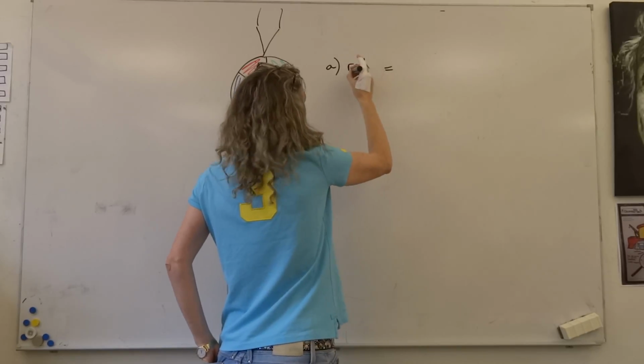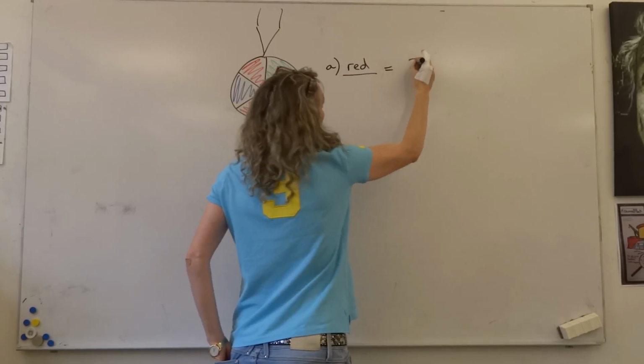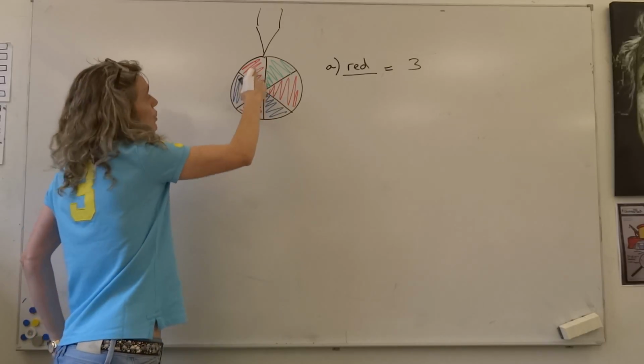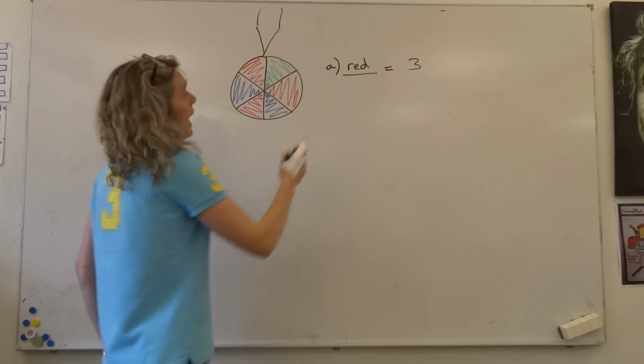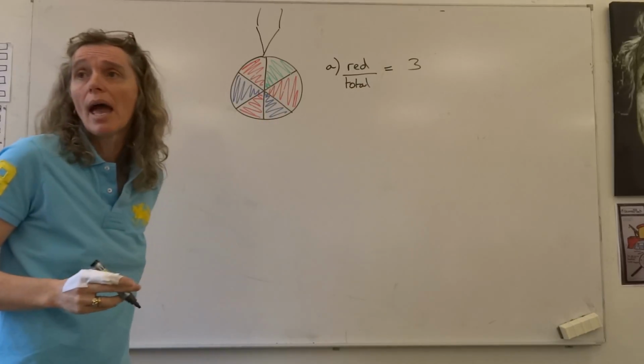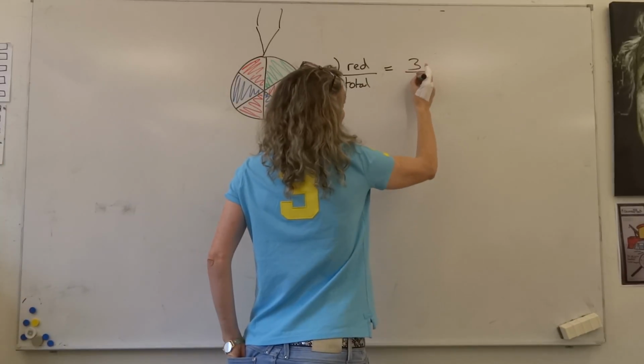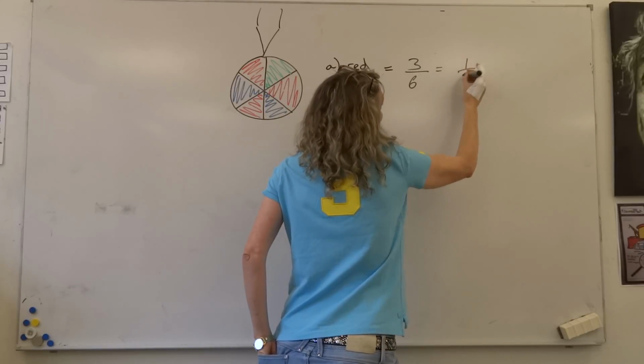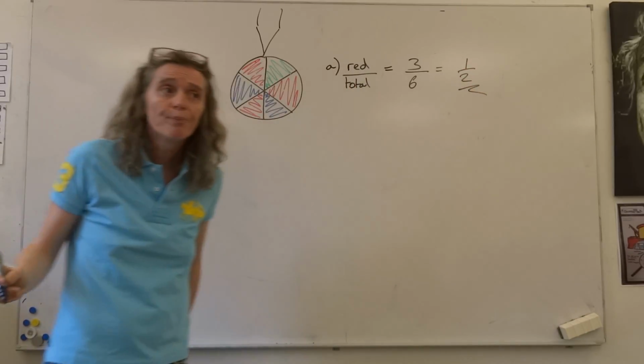So you have the three red areas that you could choose. Each of these is a 6, divided by the total number of areas in the circle, which are all the same size. So 3/6, which you know has to be simplified to 1/2.